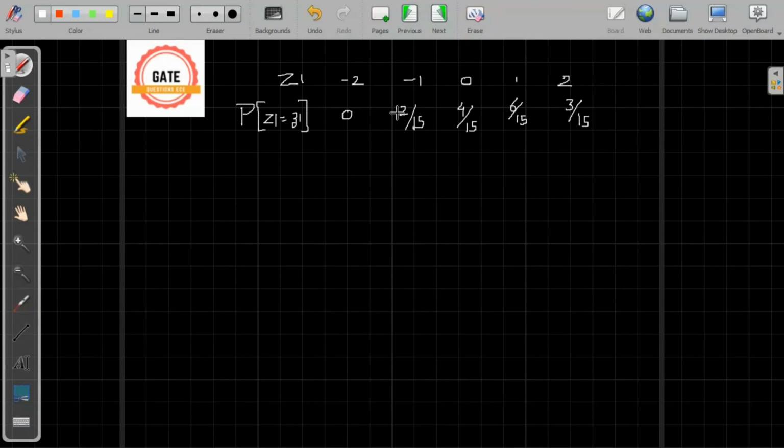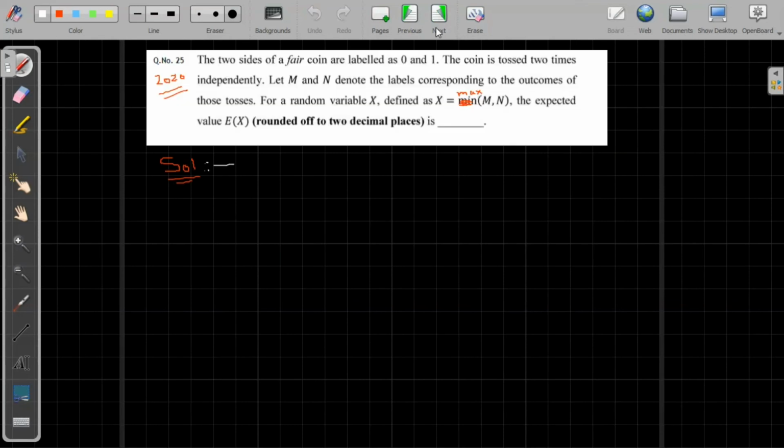So now we will see the GATE problem that we saw in part 1 of this video, in which I have modified it from minimum to maximum. So let's see that problem. This is the problem that came in the GATE exam. In the GATE exam, they asked about the minimum function, but I have modified it to the maximum function just for the sake of your practice. So let's see what this problem is.